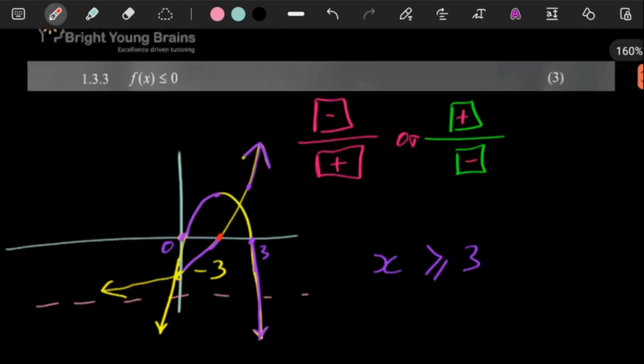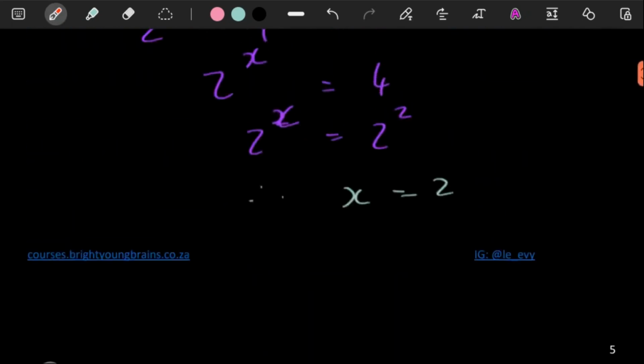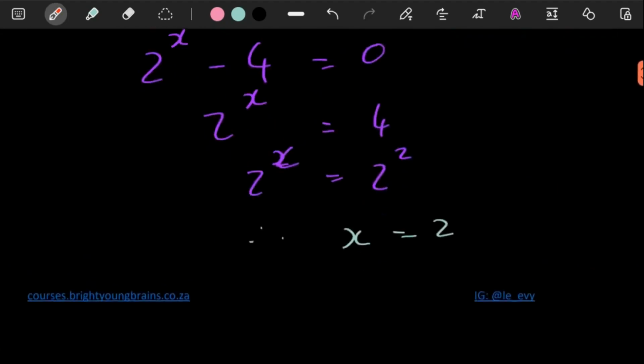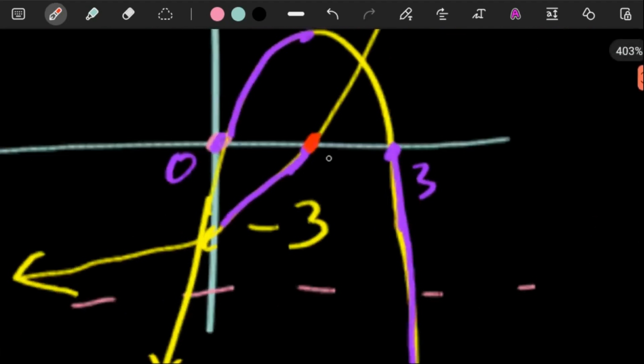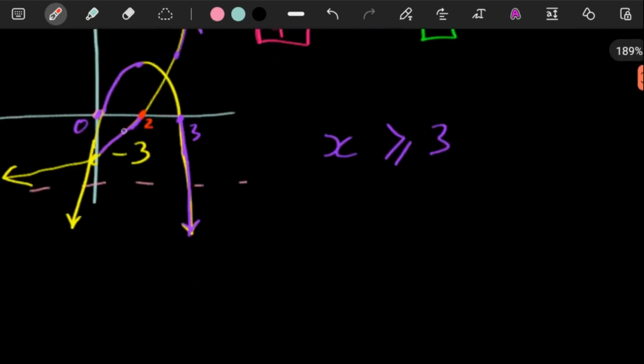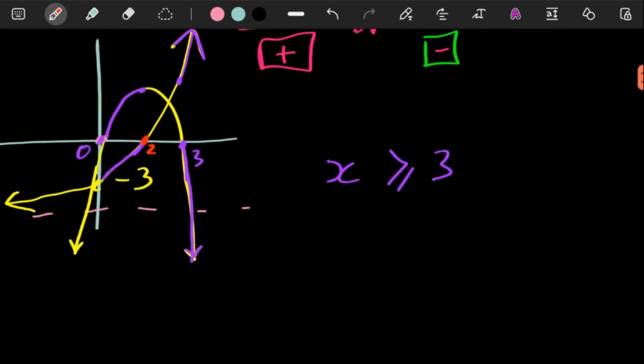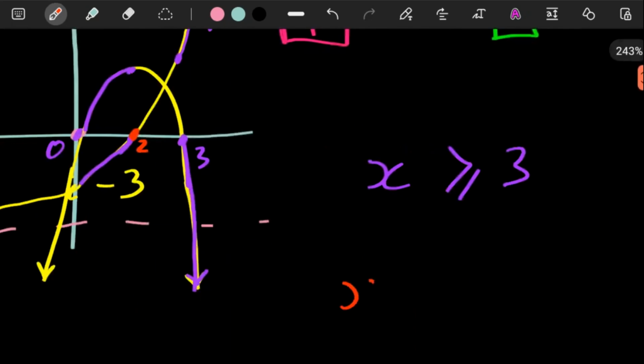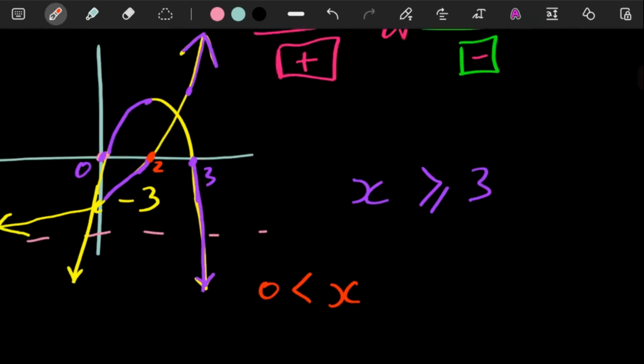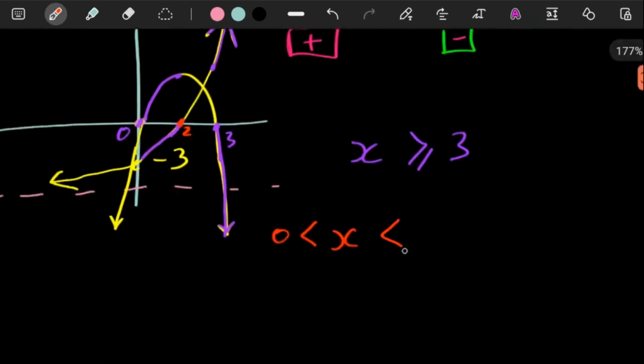To get that x value, I think we did get it actually, because we need to work out where the y value is 0. The x value here is 2. So we know that this is 2. So the other portion that qualifies is where x is bigger or equal to 0, but x is smaller than 2.